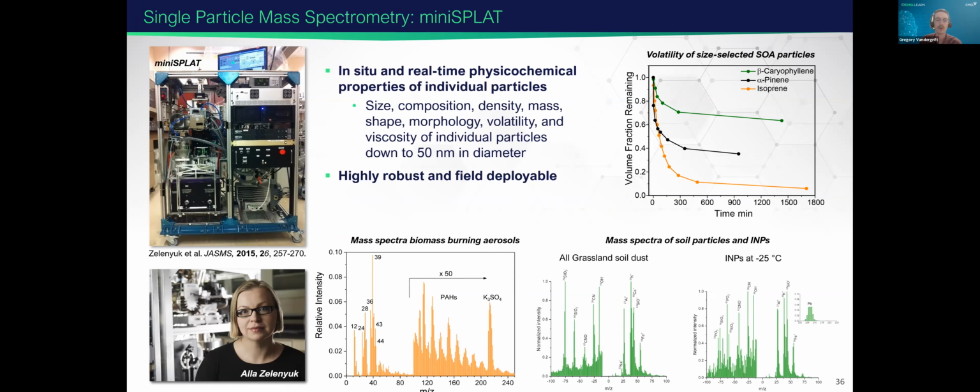What this allows us to do is get in situ, real-time physicochemical properties of individual particles. And it gives us a host of different kinds of information. As you can see on the bottom center, there's a representative mass spectrum for a biomass burning aerosol, and some other sample-specific types on the bottom right. It can also inform volatility of different size-selected secondary organic aerosol, and this is a very robust and field-deployable instrument.